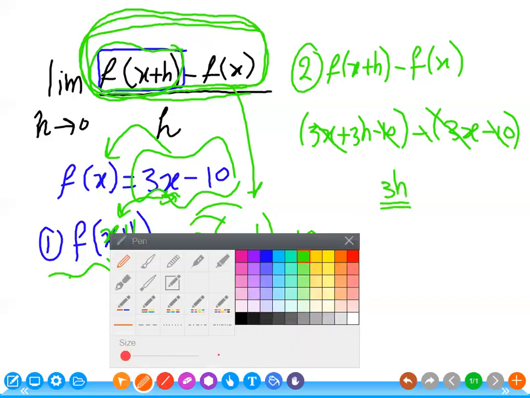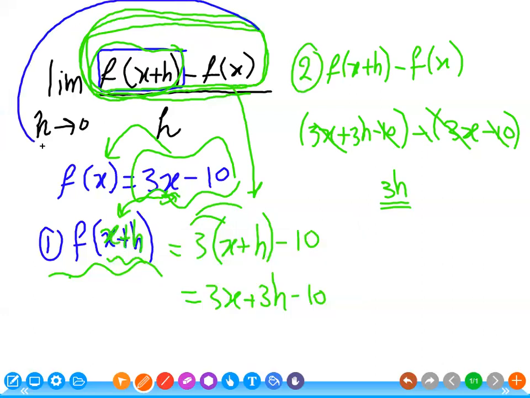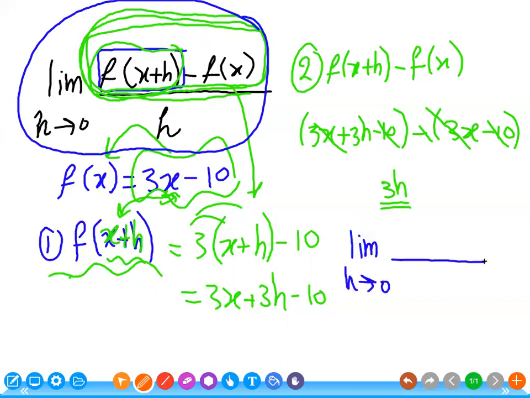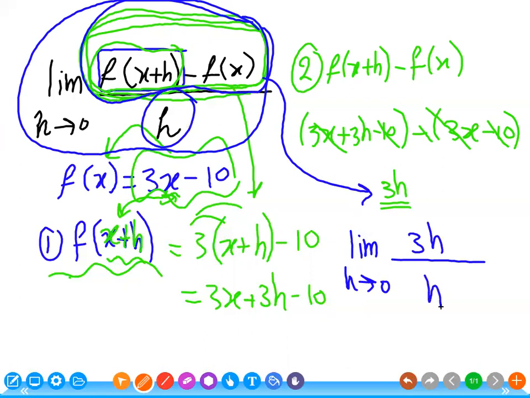Now the third step, where you evaluate the whole limit as h approaches 0. Now f of x plus h minus f of x, all of it, gave you only 3h. So we have 3h all over h. Now we simplify h with h. So the final derivative is only 3. So we can say the derivative of f of x is only 3.